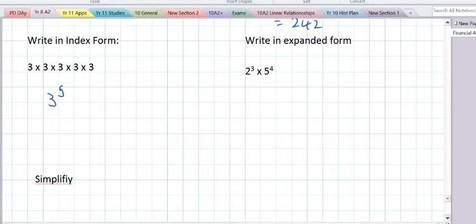Going the other way, how do we write in expanded form? 3 times 2 times 2 times 5. So what do I write exactly? You said 3 times 2 times 2? No, 2 times... Good, sorry. 2 times 2 times 2 times 5 times 5 times 5 times 5. And notice how there are 4 of them for the 4 up there and 3 of them for the 3 there.